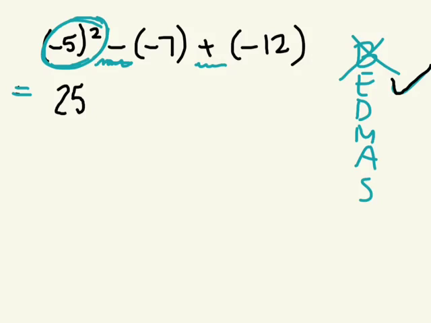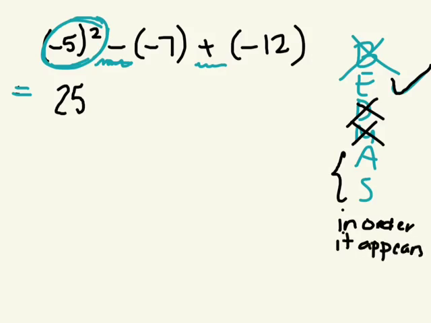Do we have any division? No. Do we have any multiplication? No. Do we have any addition? Yeah, we do, but remember, addition and subtraction is in the order it appears. That's why I got so confused when I was doing some questions and I saw that. But so is division and multiplication. That's also in the order it appears, okay?